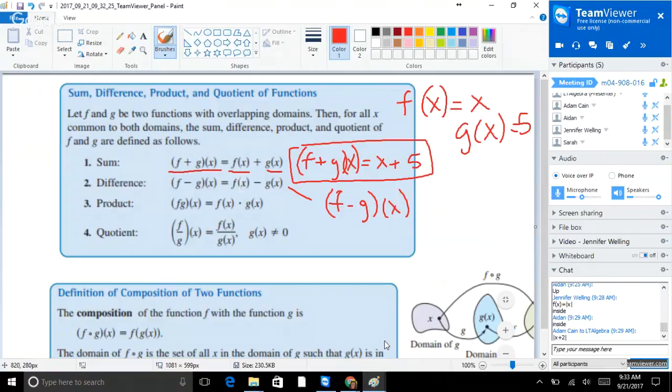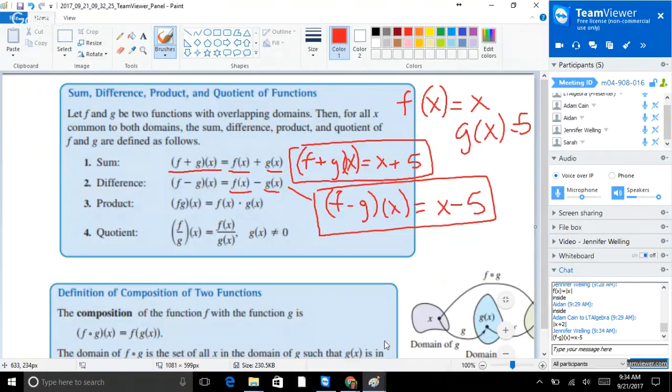That's simply the difference of function f from function g, which is f of x minus g of x. Remember, my f of x is x and my g of x is 5, and that's it. That's the difference of my two functions. Oh yeah, you got it. I see it down there, Jennifer.